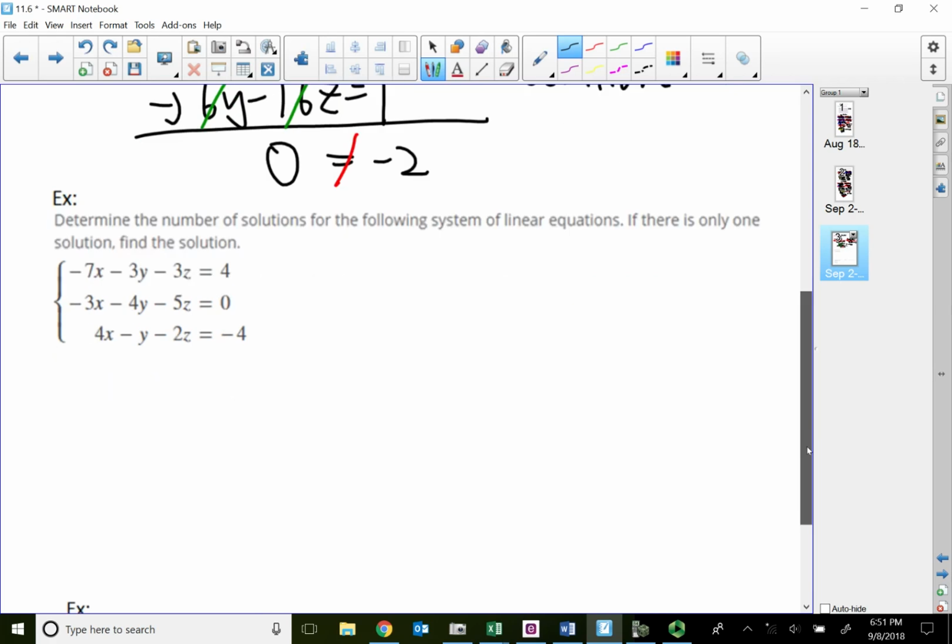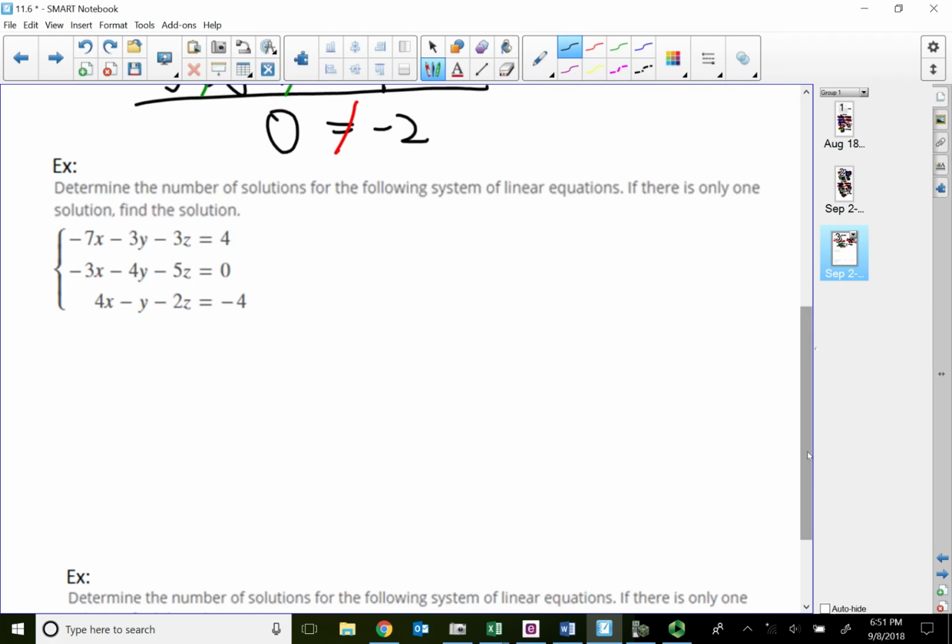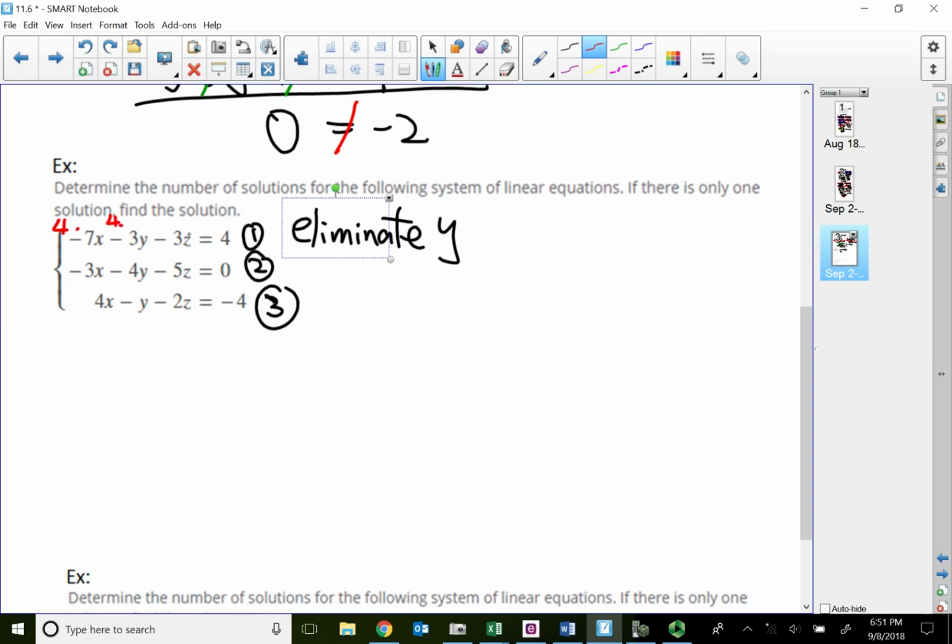All right. So let's take a look at this one. This one, I think I'm going to do the y this time. Eliminate the y. So I want to make the y the same. So I'm going to pick the first two first. So in order for the first two equations where the y is the same, which I'm going to make them into 12, the first equation every term times by 4.